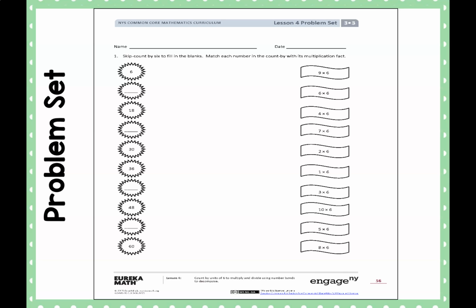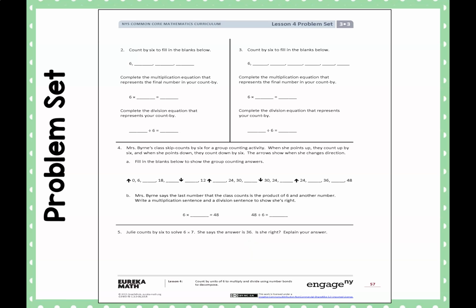Okay, so we're going to move on here to our problem set. We're actually going to skip number 1 on our problem set. And we're going to go straight to number 2, because these are the problems that are the most similar to what you're going to be doing on your practice.